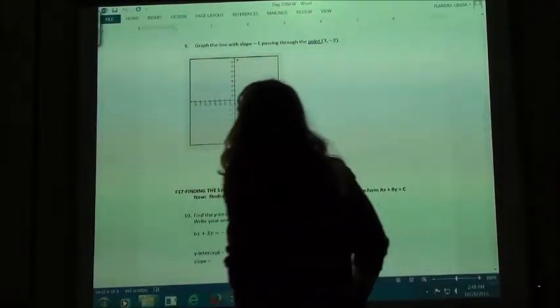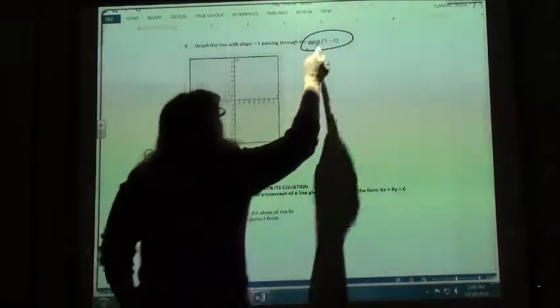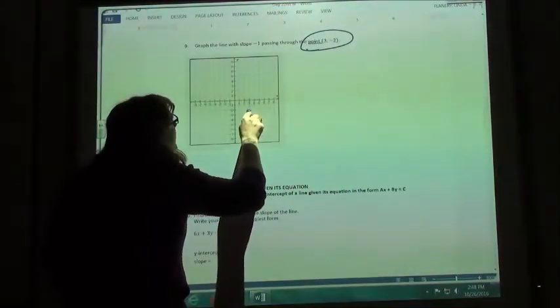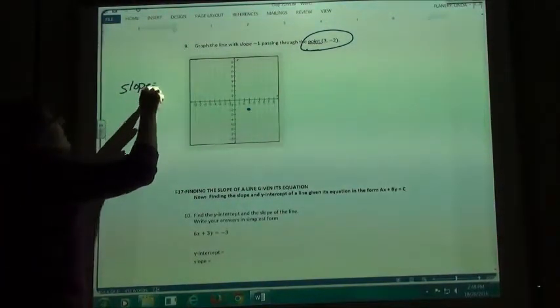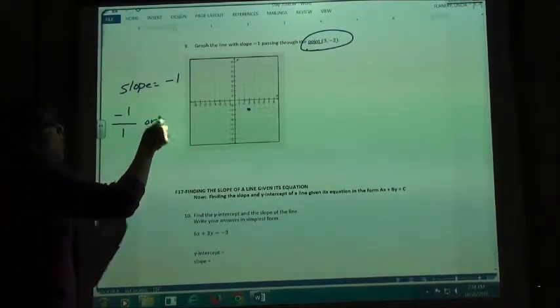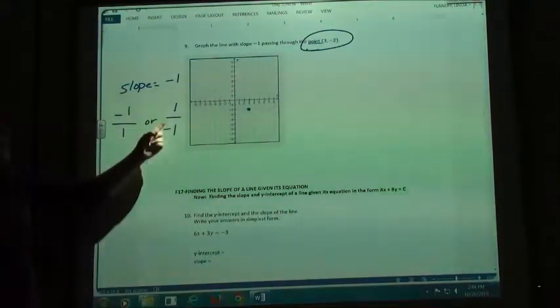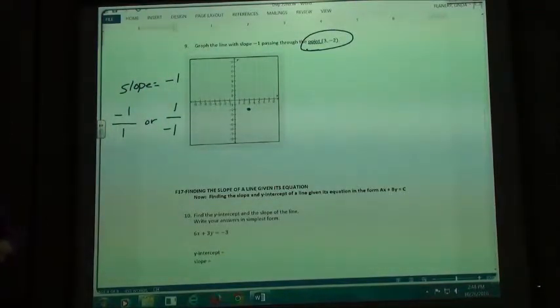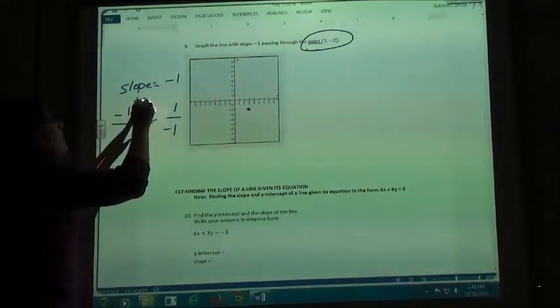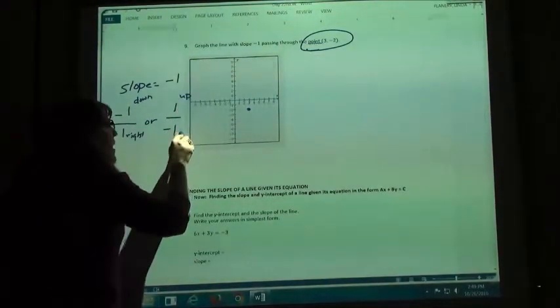Number 9, this time we are going to graph a line with a slope of negative 1 and passing through the point (3, -2). So again, we're going to start by plotting our point. (3, -2) would be right there, over 3 and down 2. My slope is negative 1. So I can either have a negative 1 over a positive 1, or the opposite way around, a positive over a negative, right? Positive 1 divided by negative 1 is still negative 1. So I could go down and to the right, or up and to the left.